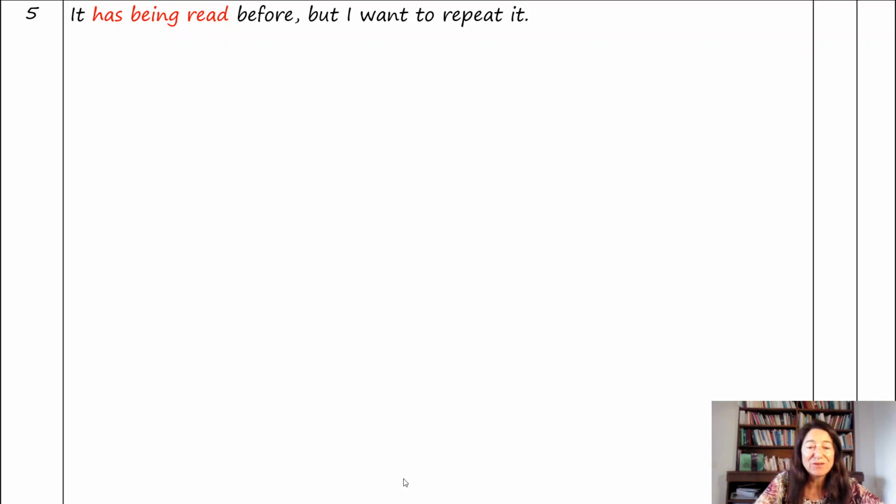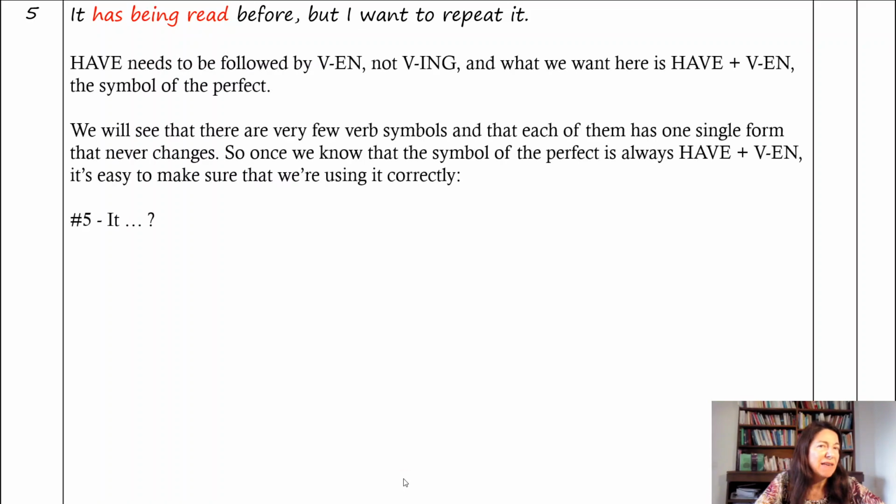Is this correct or not? What do we have here? Oh, okay, I think I said has been read. It might be has been read. So we need to make sure which is the correct pronunciation.